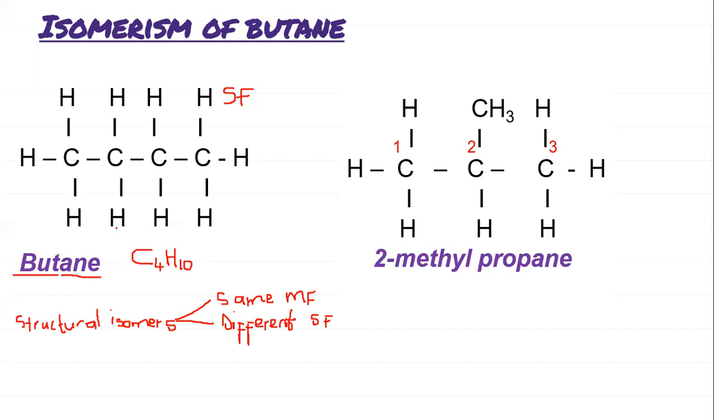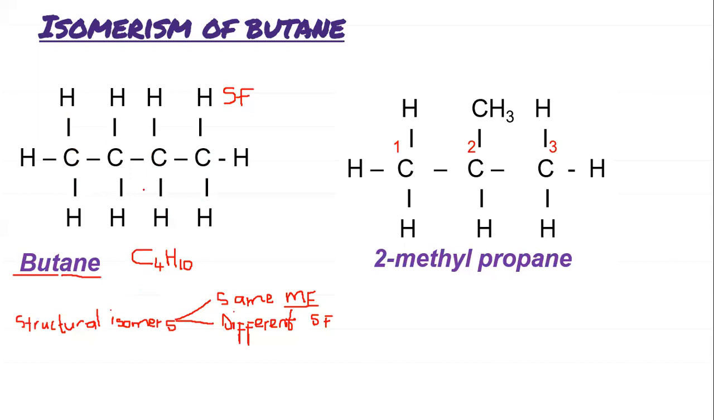Now, if I want an isomer of butane, it means I must draw another molecule which is not butane, but it must have the same molecular formula as butane. It means an isomer of butane will be a molecule that is also C4H10. So it will have the same number of carbons and hydrogens as butane, but I won't draw it the same way as butane.